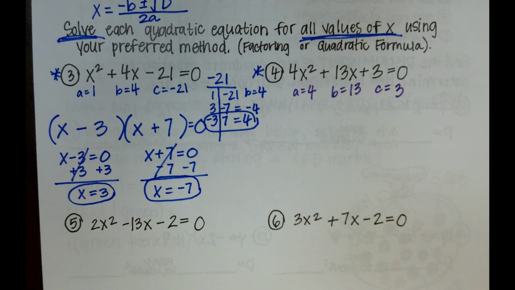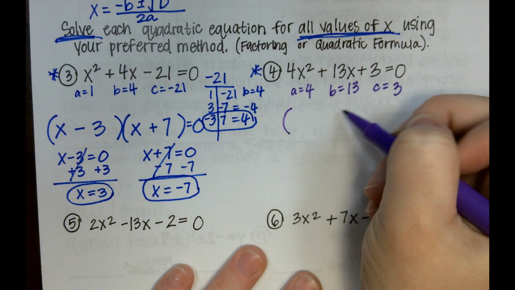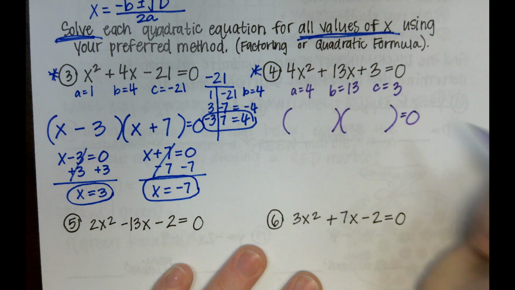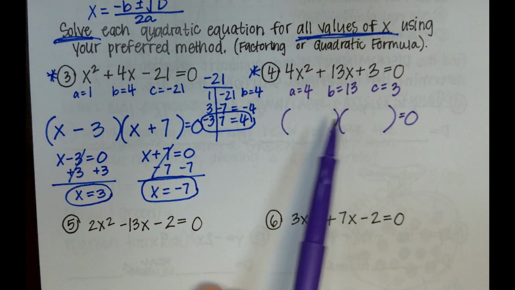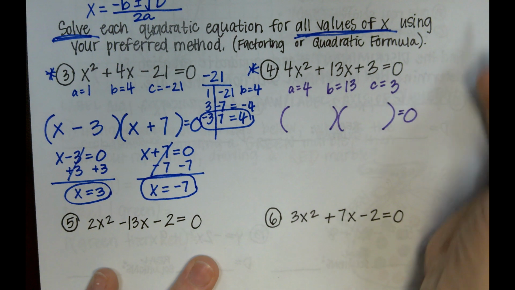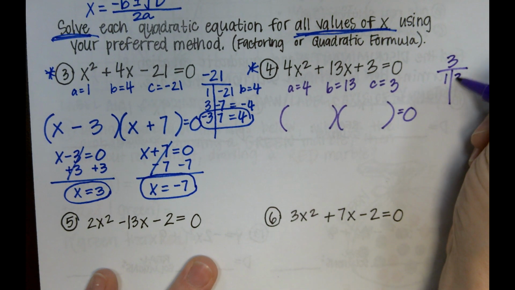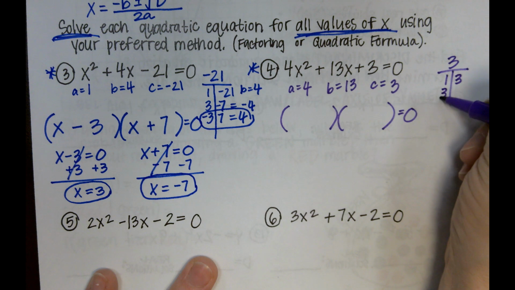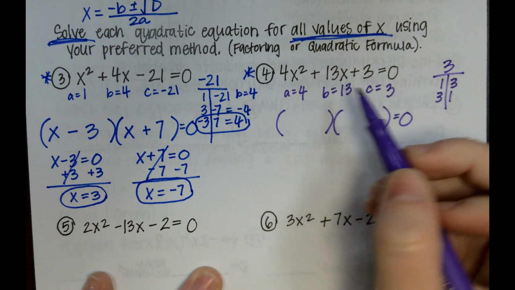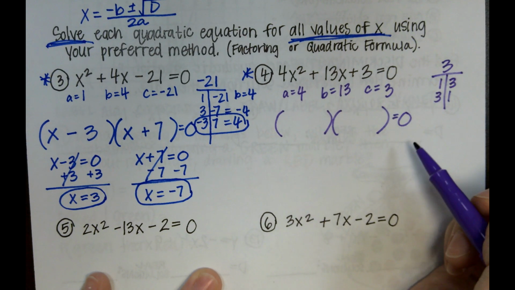So what do I do next? Parentheses. Yeah, I know I'm going to have some parentheses in my answer. Okay. Yeah, let's find our factors of C. So 1 and 3 or 3 and 1. Those are my only options. My C is positive, my B is positive, so I know that I'm going to have positive numbers no matter what.